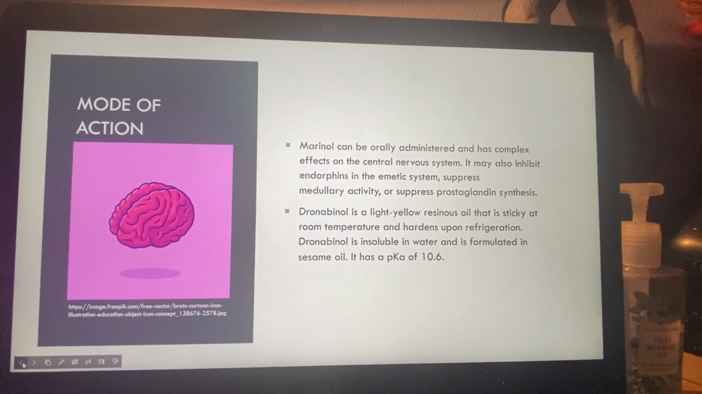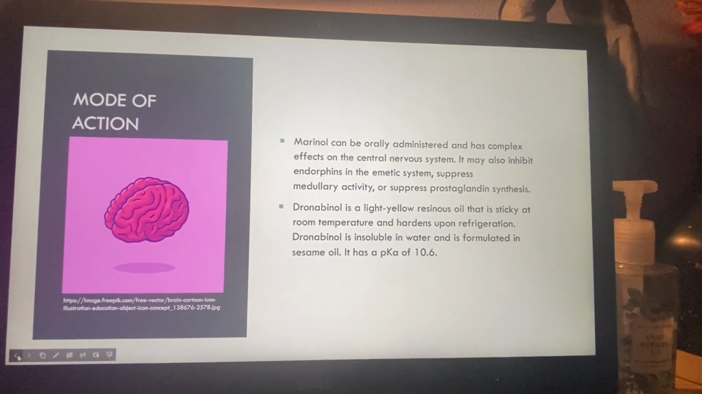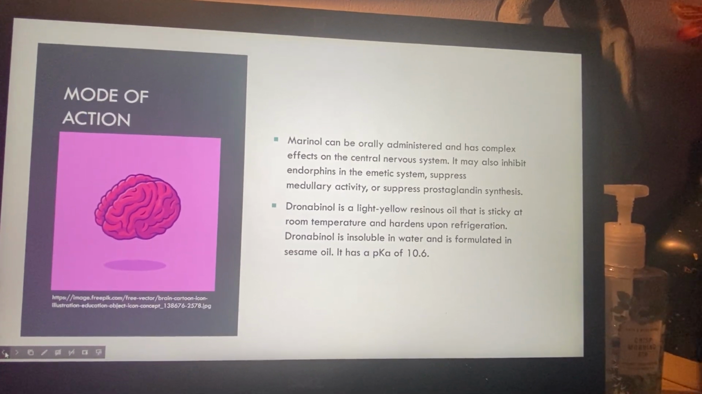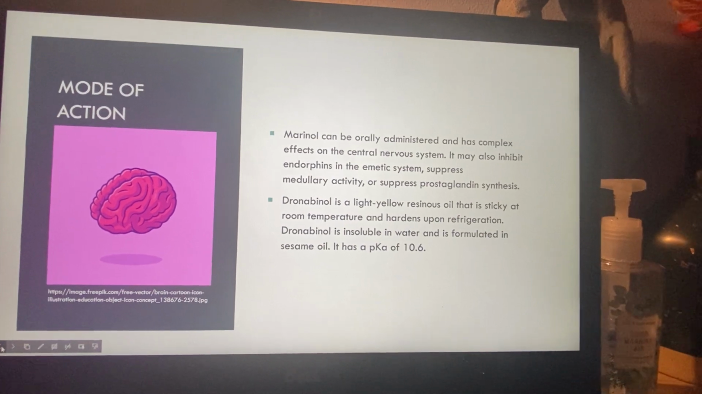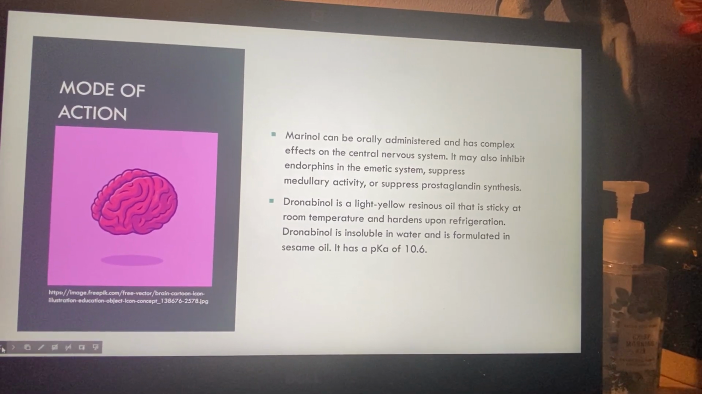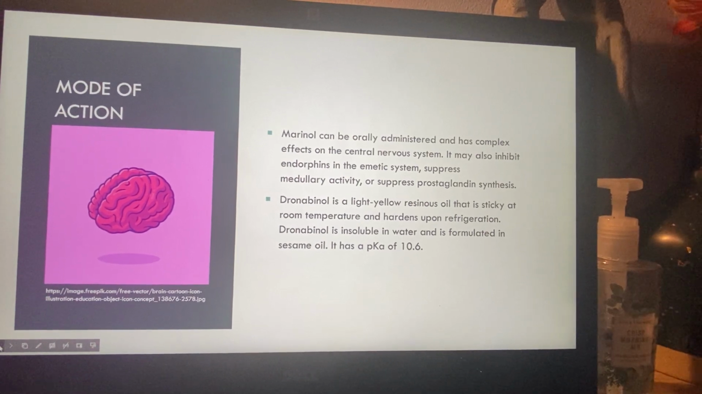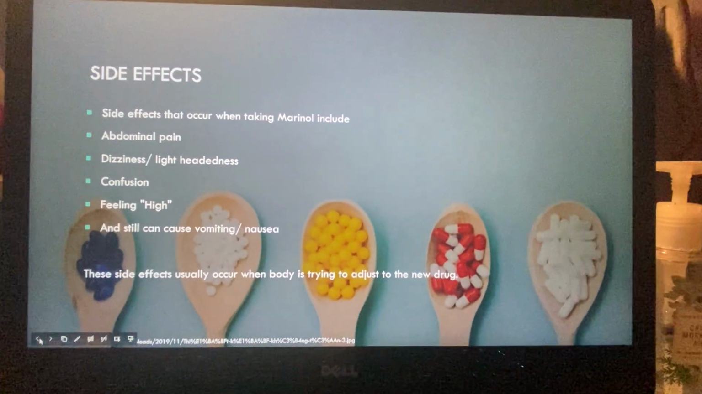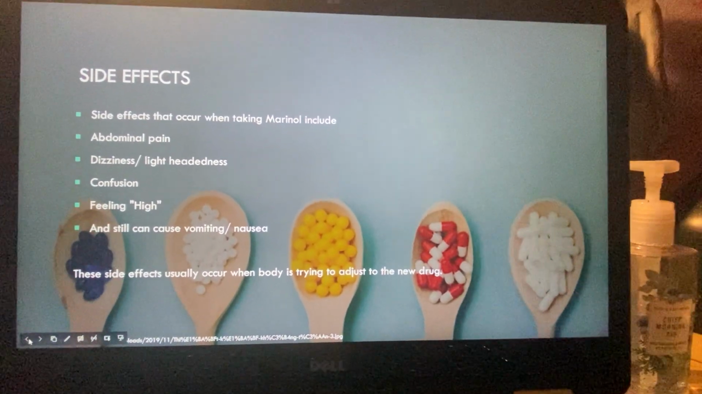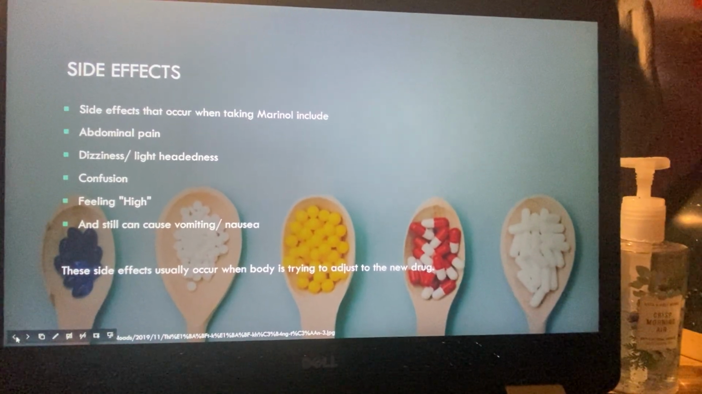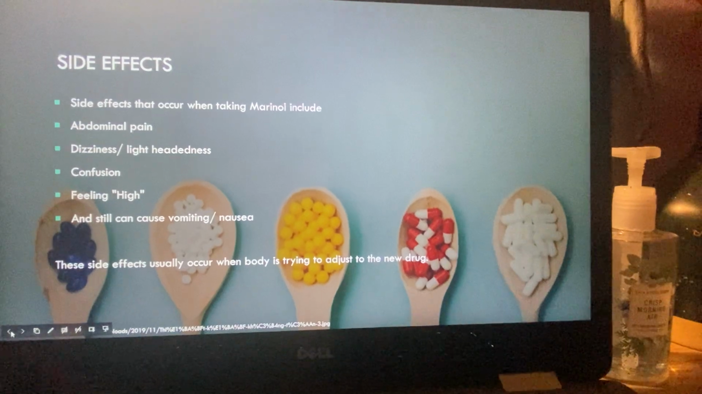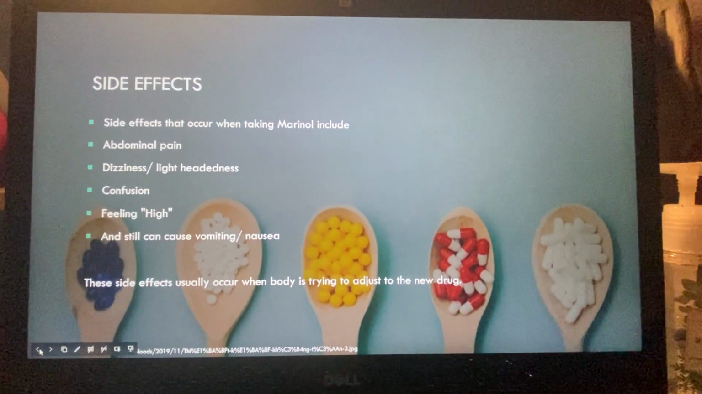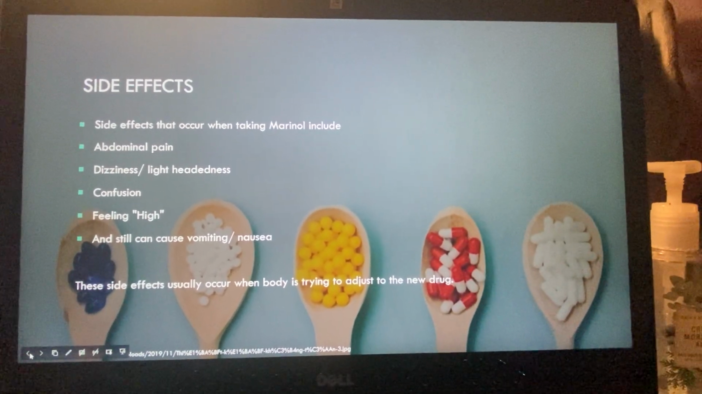Dronabinol is a light yellow resinous oil that is sticky at room temperature and hardens upon refrigeration. It is also insoluble in water and is formulated in sesame oil. The pKa is 10.6. So some side effects include abdominal pain, dizziness or lightheadedness, confusion, feeling high, and it can still cause nausea and vomiting, but these side effects usually occur when the body is trying to adjust to the new drug.